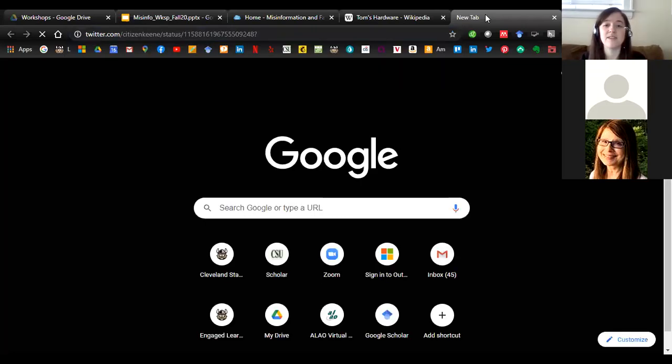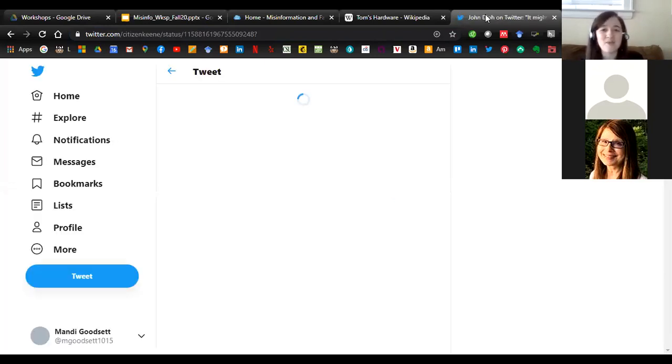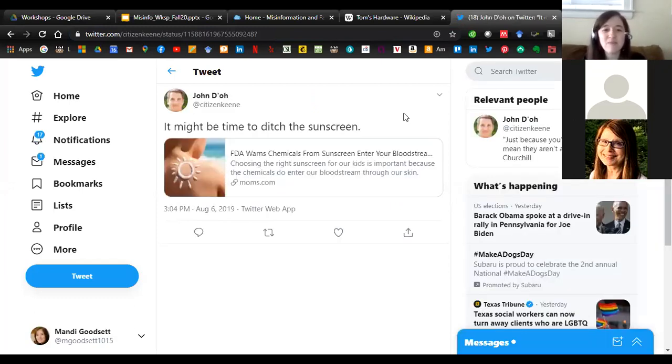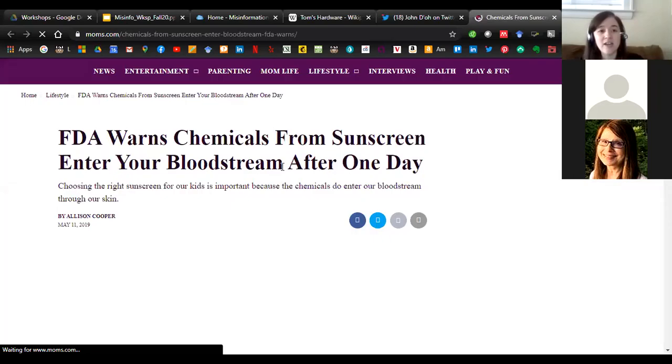See if this works. So the first thing we'd want to do is trace this claim back to the source. So we could evaluate, I forget his name, John Doe, and evaluate him as the source. But for this claim, it might not even be worth doing that. We might just go back to the information that he is citing.